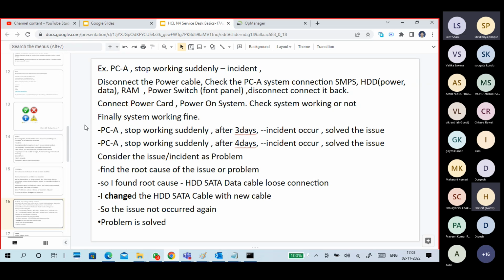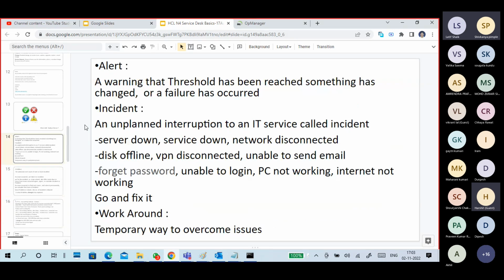Incident means any unplanned interruption to IT services. Server down, service down, network down, VPN disconnected, disk down, a hard disk down in a RAID failure, unable to send a mail, unable to log into the server, your PC is down. These are all incidents. When any issue occurs, we consider it an incident and we try to fix that incident immediately.